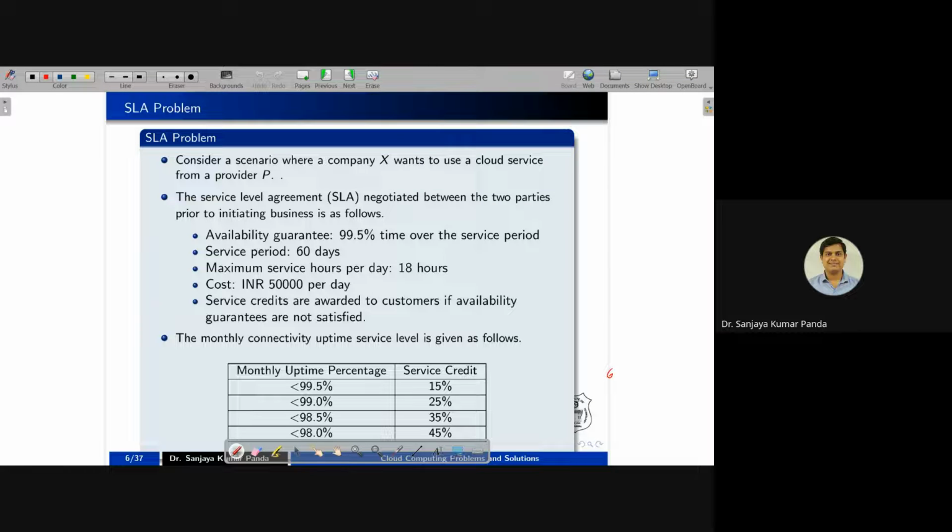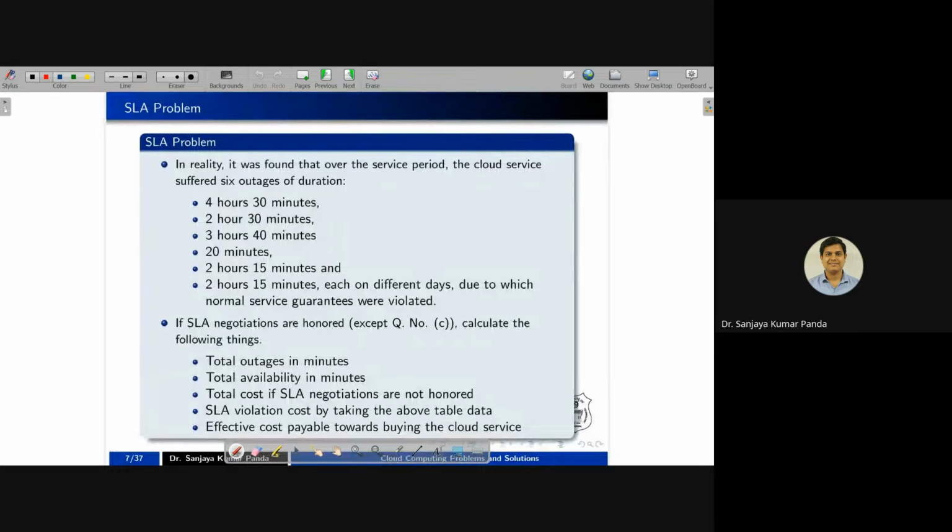And number of outages, if you look into this particular problem, there are 6 different outages. And here it is asking you to answer 5 questions. First question is asking total outage in minutes. So let us calculate total outage in minutes.